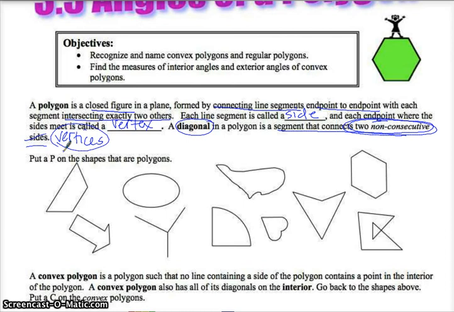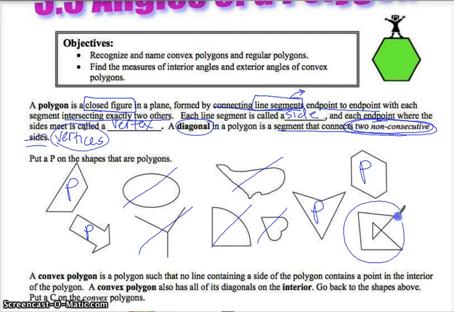So go ahead and look those over. You must have sides, and you must have vertices, and you must have line segments. So that eliminates any kind of curve, right? We must have straight line segments. So that means this one is no good, this one's no good, this one's no good, this one's no good. Okay, so here it's a closed figure. This is not a closed figure, so that one's no good. And so this one I would say is a polygon, this one is a polygon, this one is a polygon, this one is a polygon.